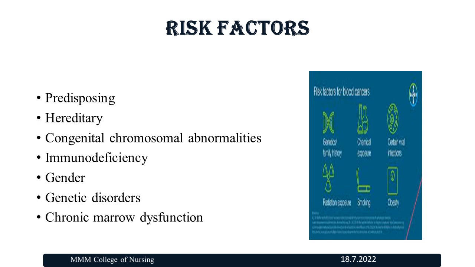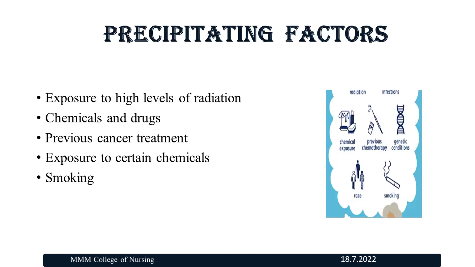What are the risk factors of leukemia? There are predisposing factors: hereditary, congenital chromosomal abnormalities, immunodeficiency, gender, genetic disorder, chronic marrow dysfunction. There are also precipitating factors, which are exposure to high levels of radiation, chemicals and drugs, previous cancer treatment, or exposure to certain industrial chemicals, and smoking.